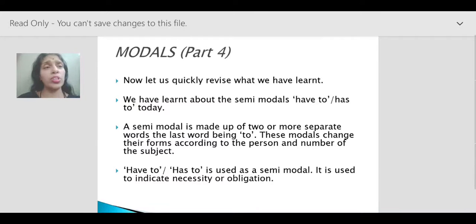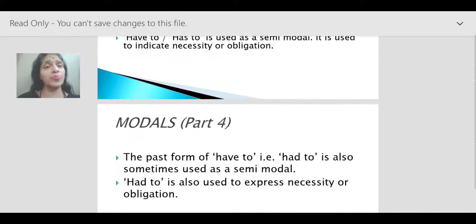We have learnt about the semi-modals have to and has to today. Please revise this.